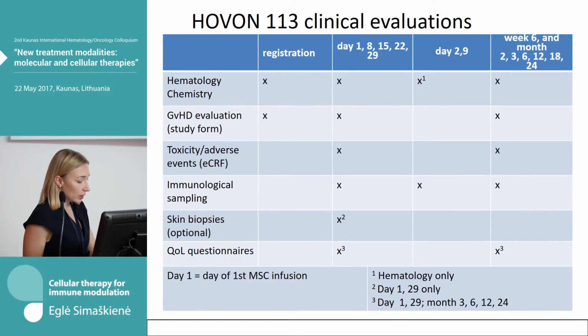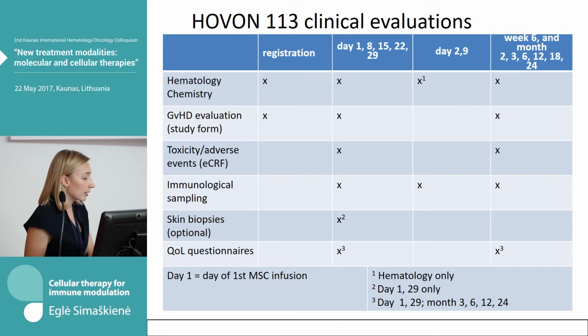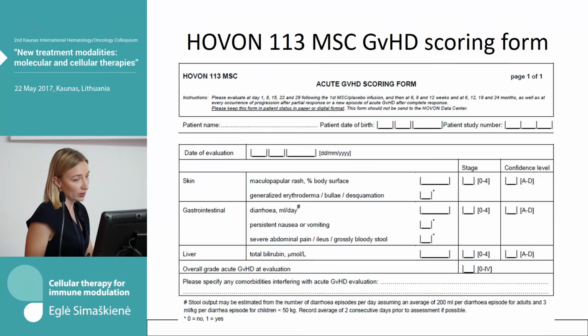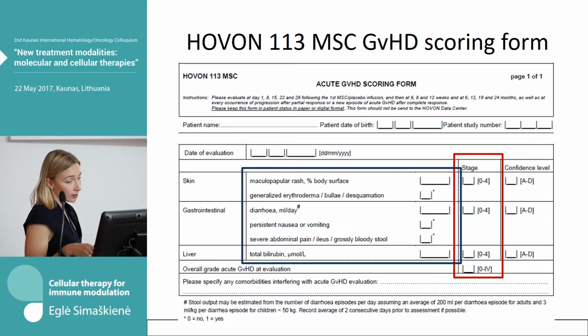So clinical evaluation is taken at this point, as you can see, and hematology and chemistry samples are taken. There is an acute GVHD evaluation form, and if we have involved tissues, a biopsy is taken, and quality of life questionnaires are given also. So there is a scoring form of GVHD, and every patient is standardized by the stage, evaluated by skin, gastrointestinal, and liver GVHD.